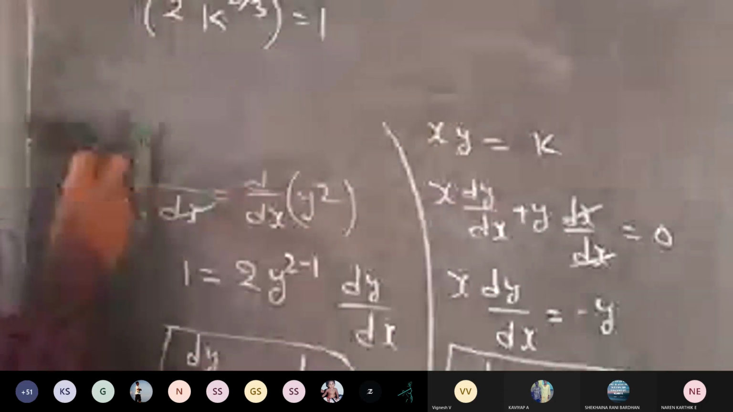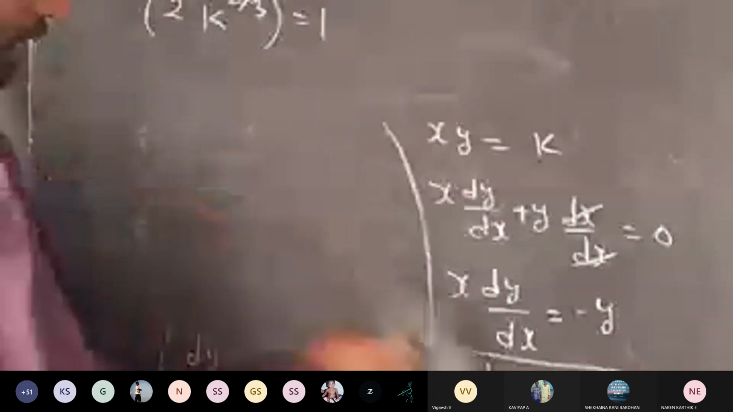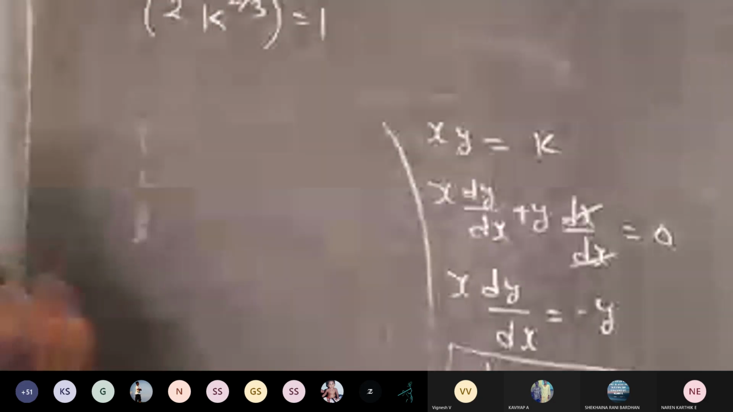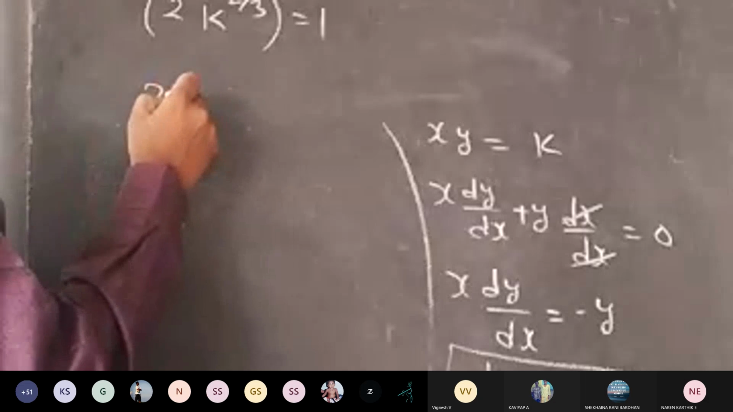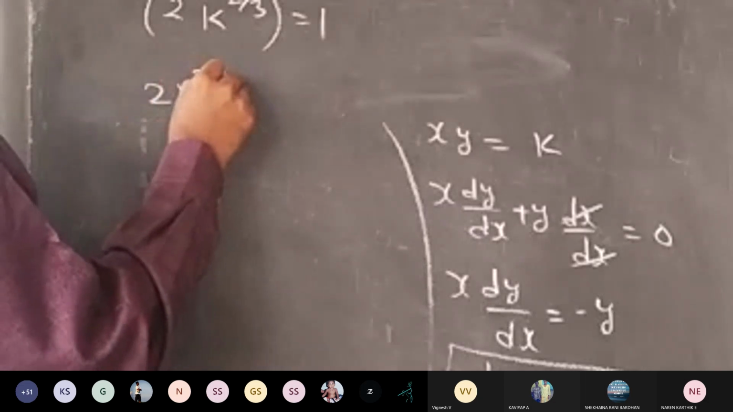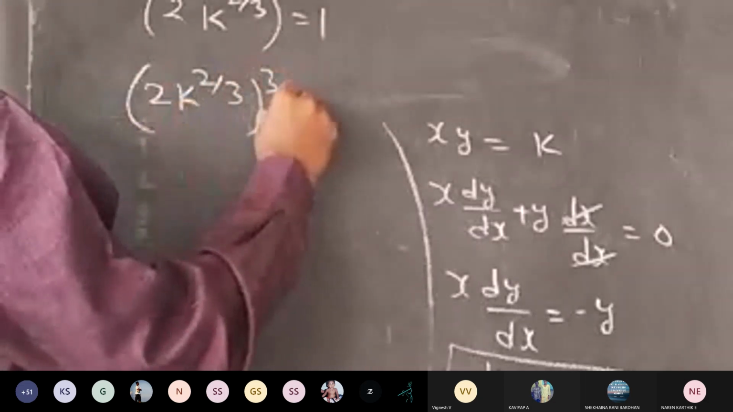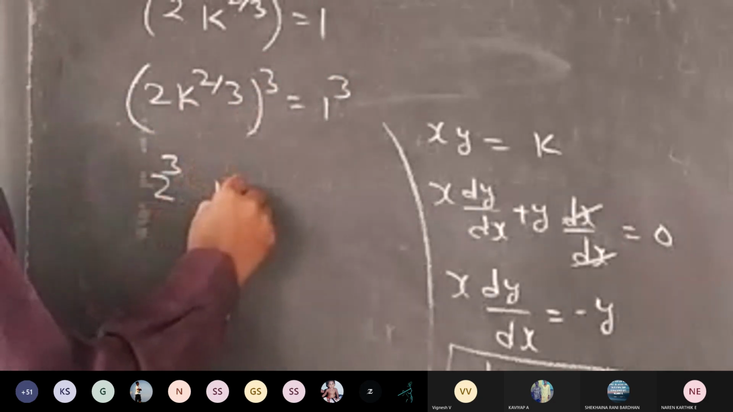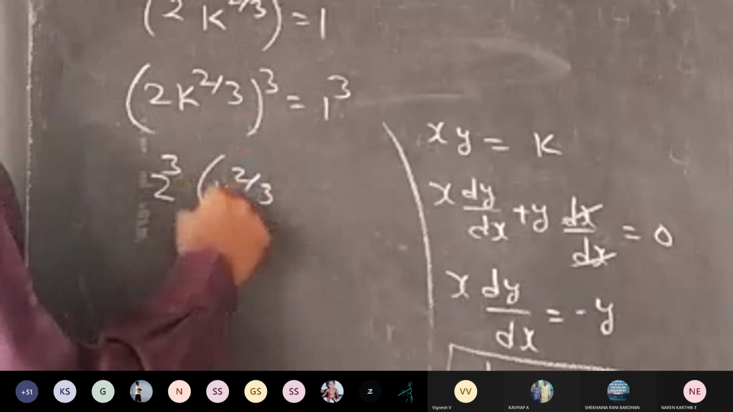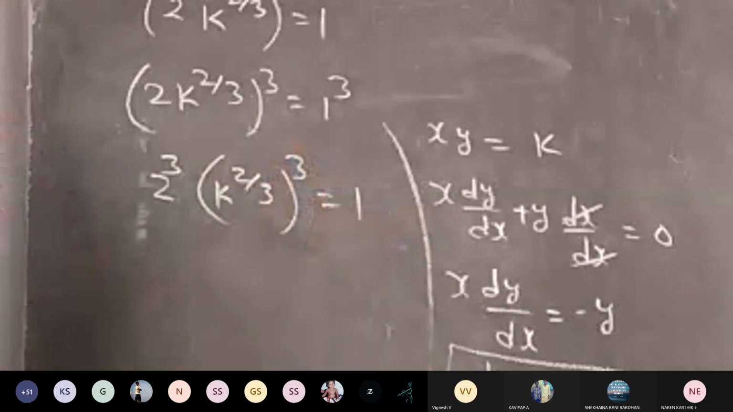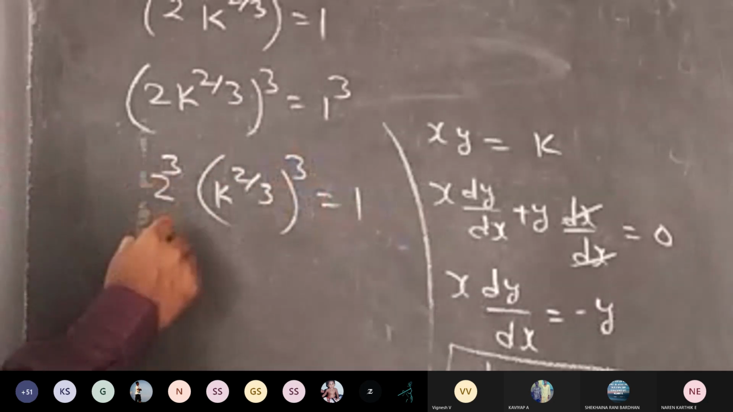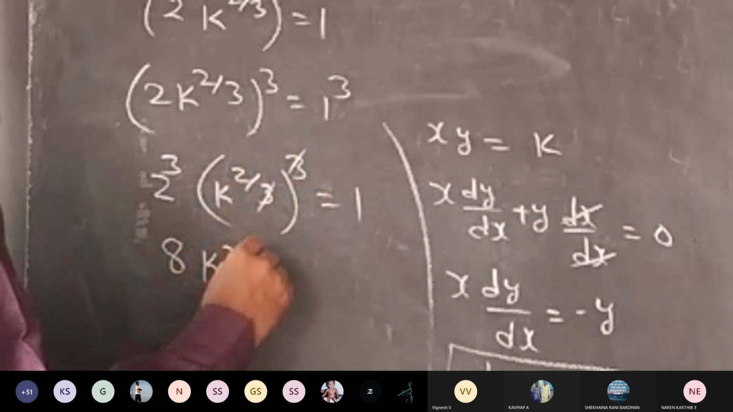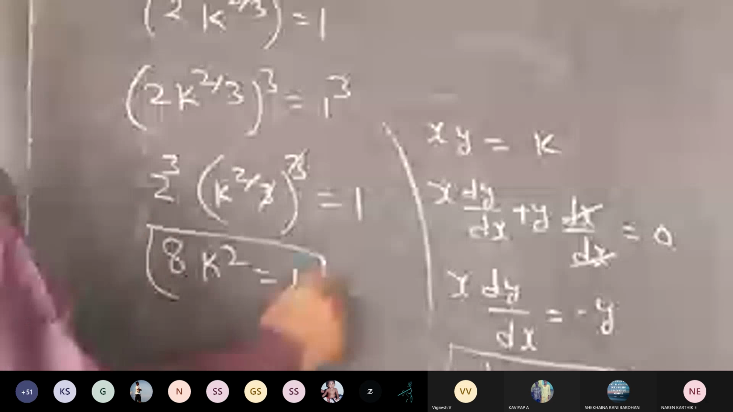Now here, cube both sides. Cube means what can you write? 2k power 2 by 3 whole cube is equal to 1 cube. So here 2 cube into k power 2 by 3 whole cube is equal to 1. 2 cube means 8. This cube will get cancelled. 8k square is equal to 1.